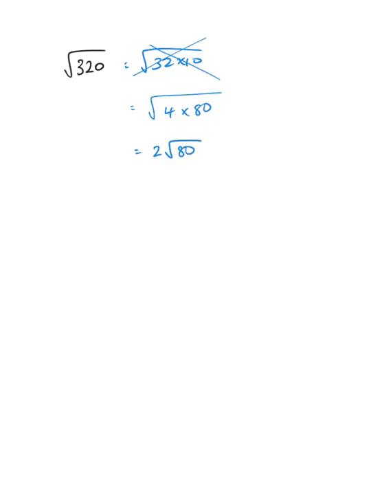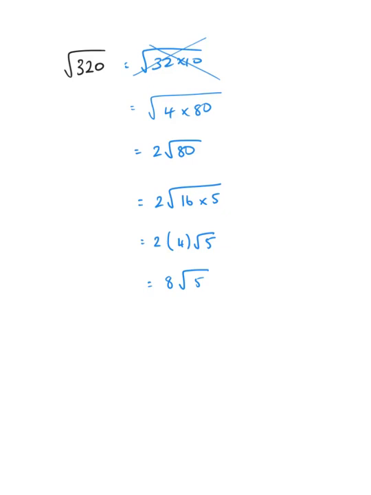Now, even though I've simplified it, I've not fully simplified it yet, because root 80 is also a multiple of a square number. 80 is a multiple of 16, because 16 times 5 is 80. So that's the same as 2 lots of 4 root 5, which overall would give me 8 root 5.